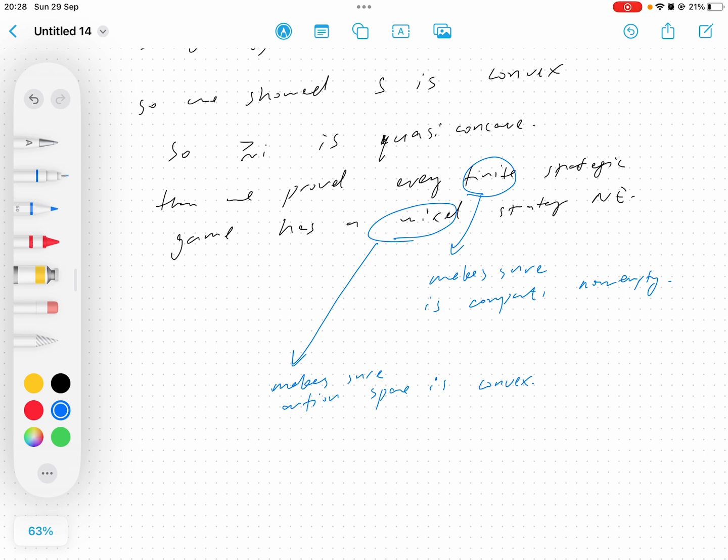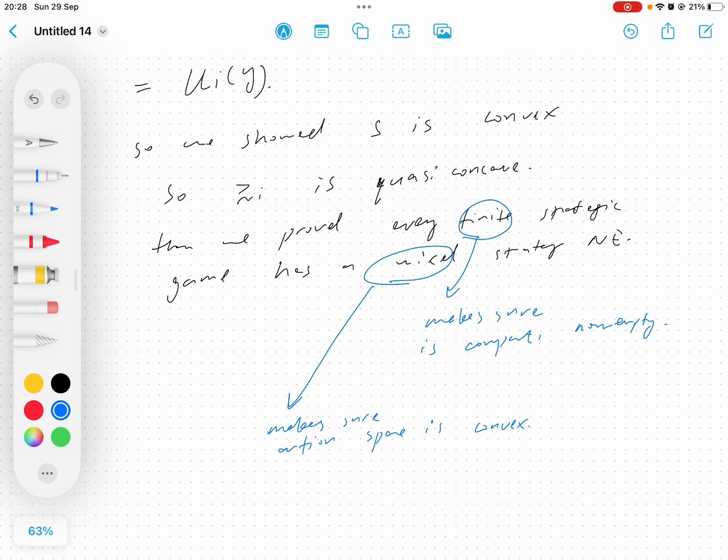Then this gives the existence of the mixed strategy Nash equilibrium for every finite strategic game. Although the existence of the pure strategy Nash equilibrium needs to satisfy all those requirements, here since we have the mixed strategy, it automatically satisfies some very important properties, and the finiteness makes sure that this action space is compact and not empty. We also know that a pure strategy Nash equilibrium can be regarded as a degenerate mixed strategy Nash equilibrium.